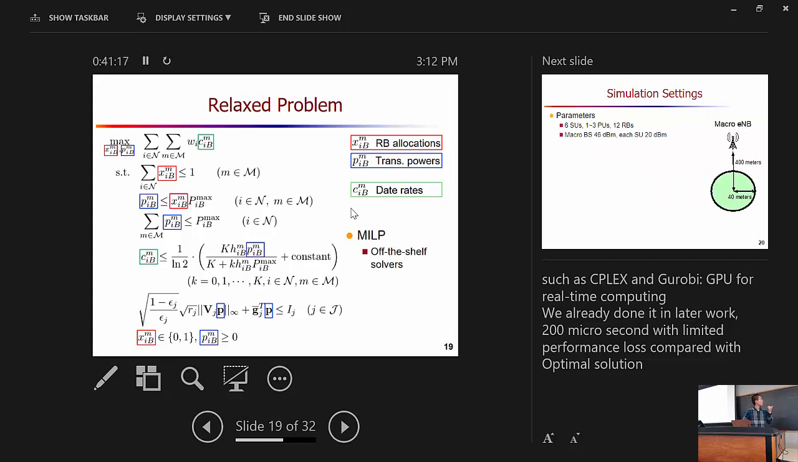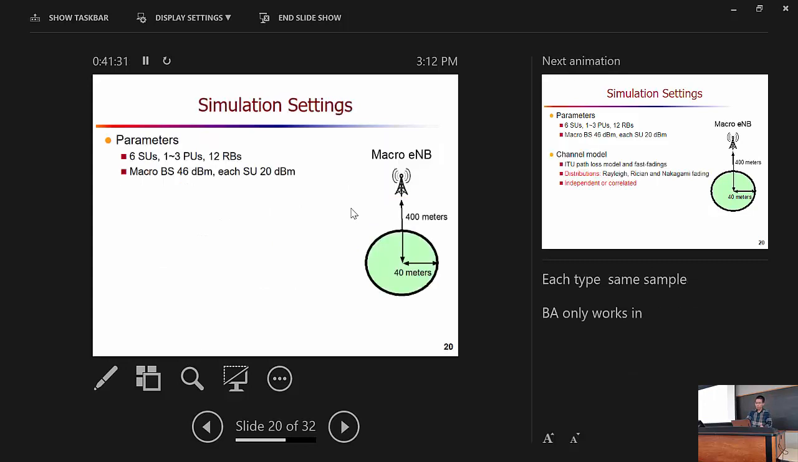Alright, so now we have gone from the original formulation to mixed integer nonlinear, then to mixed integer linear. Then we are going to use solvers, and we can solve for our optimal value of t. For simulations, we consider the macro base station with 400 meters to our picocells, which gives 40 meters radius. For our papers in this kind of setting, the number of secondary users is very small, less than 10 actually. It could be more than 10, but currently there's no need for that much. We consider 103 parameters around the picocell, and there are 12 RBs in the spectrum. The macro base station is transmitting 46 dBm, and each secondary user has a 20 dBm limit.